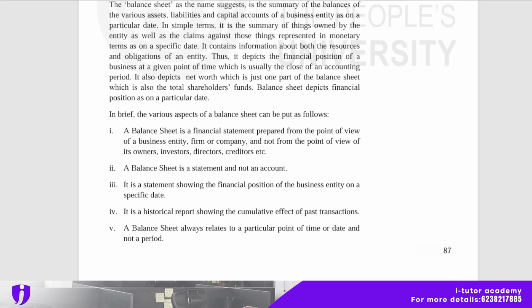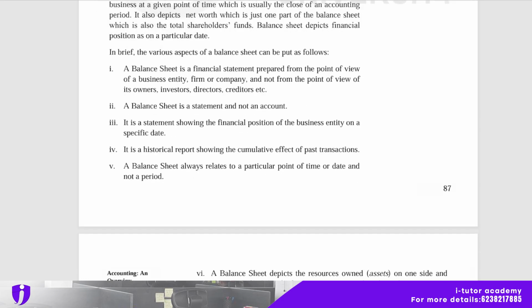A balance sheet is a financial statement prepared from the point of view of a business entity, firm or company, and not from the point of view of its owners, investors, directors, creditors, etc. A balance sheet is a statement and not an account. It is a statement showing the financial position of the business entity on a specific date. It is a historical report showing the cumulative effect of past transactions.